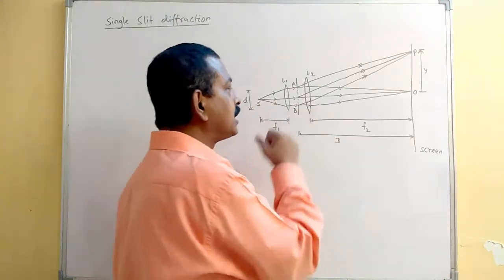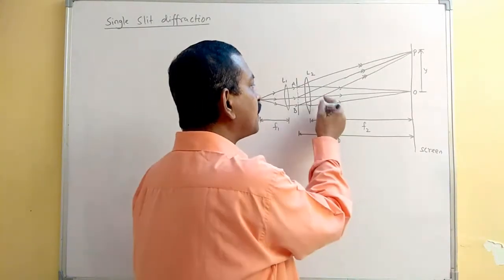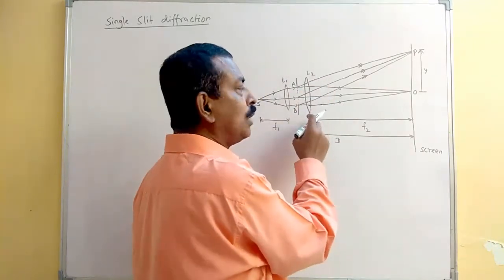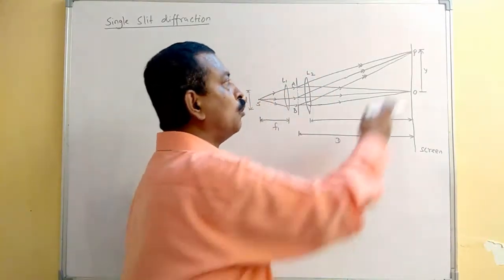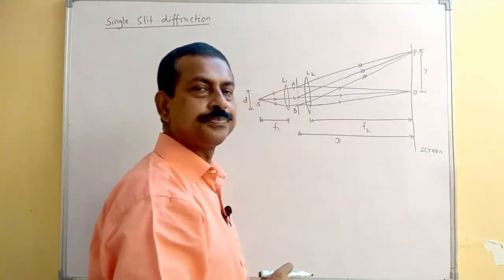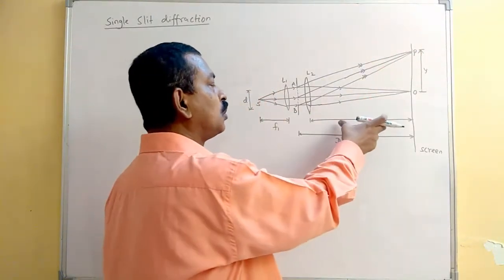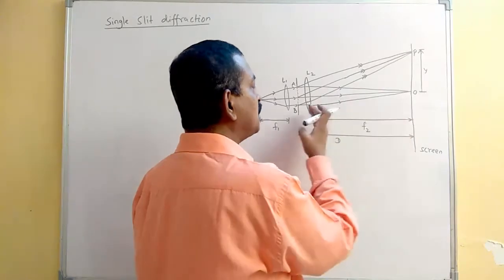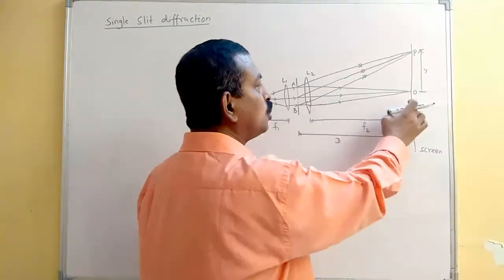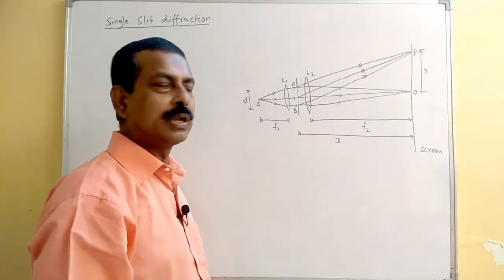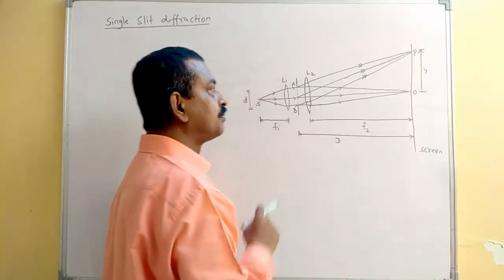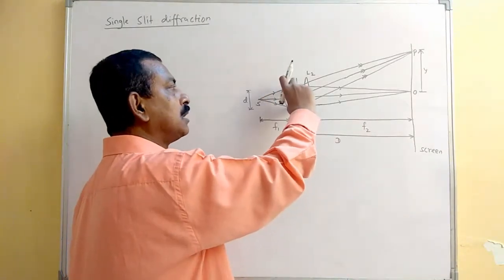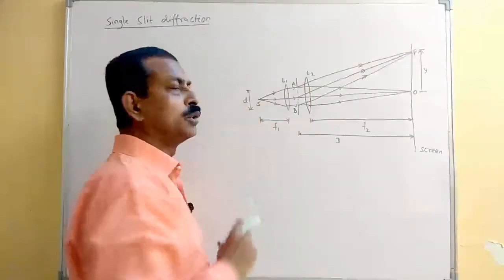Similarly, on the other side, we have another lens L2, and at a distance equal to its focal length, that is F2, we put the screen. This is your F2, the distance between the lens L2 and the screen. We are taking the distance between the slit and the screen as capital D, and the size of this slit is equal to small d.